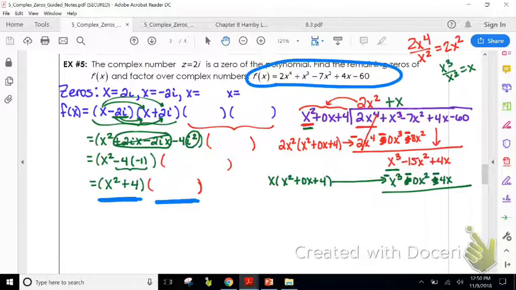X cubed minus x cubed is going to cancel. Negative 15x squared minus 0x squared is still negative 15x squared. And 4x minus 4x, we can say cancels, but remember that's going to be a placeholder, so put 0x. And then bring down your next term. And then we get to do it one more time. So negative 15x squared divided by the x squared.